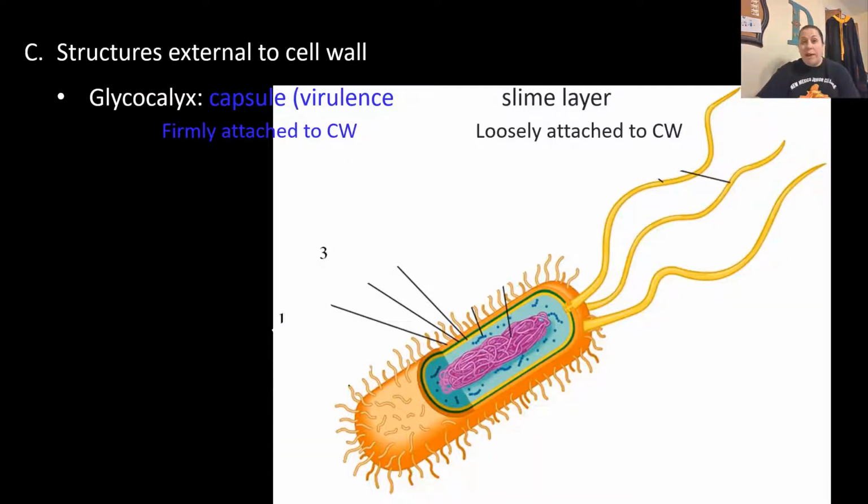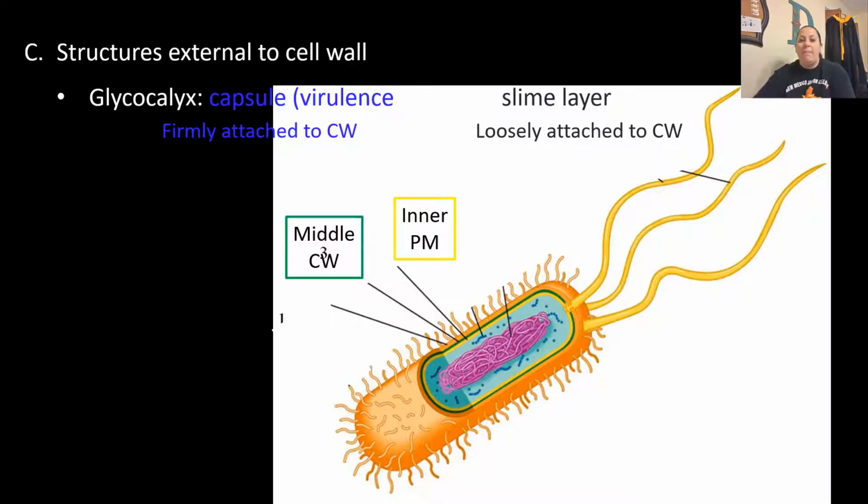All right, so now we're going to take a look at structures that are present in some of the bacteria that we will be studying. Now, the structures we're going to start with are on the external part of the cell wall. The first one is what we call a glycocalyx. Now, a glycocalyx can be a capsule. The capsule helps with virulence, and a capsule is firmly attached to the cell wall. On the other hand, we can have a slime layer also out here. It's a type of glycocalyx, and it's only loosely attached to the cell wall. So if you'll take a look here at this picture, we have the inner plasma membrane in the yellow.